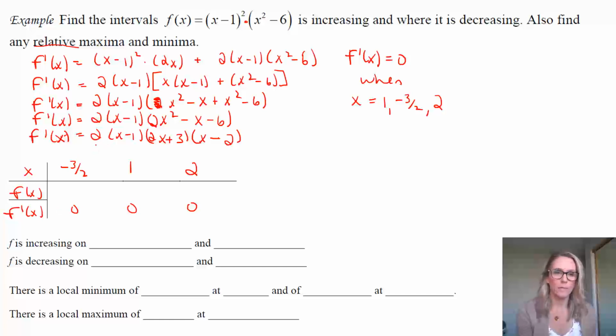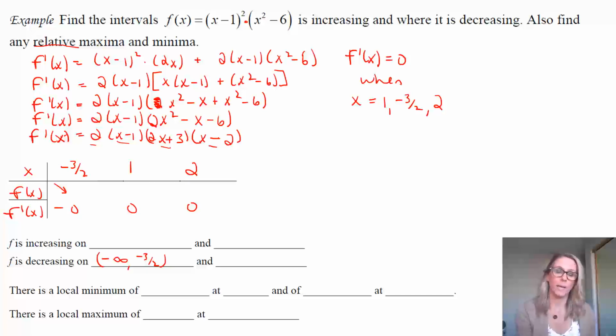So if I put in a negative 10, my 2 is never going to change. This first factor is going to be negative, the second factor is going to be negative, and the third factor is going to be negative if I plug in negative 10. So I have positive, which is the 2, times negative, times negative, times negative. That is still negative. And so that tells us that the function is decreasing from negative infinity all the way to negative 3/2. Okay, so we actually already have that piece of information, negative infinity to negative 3/2.